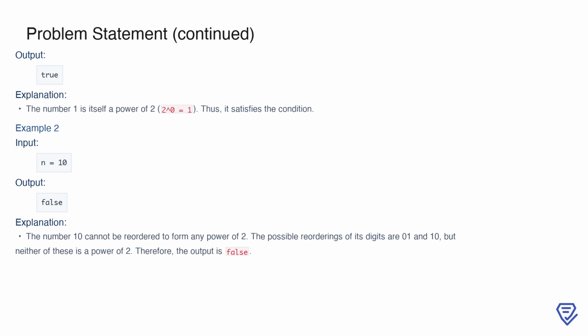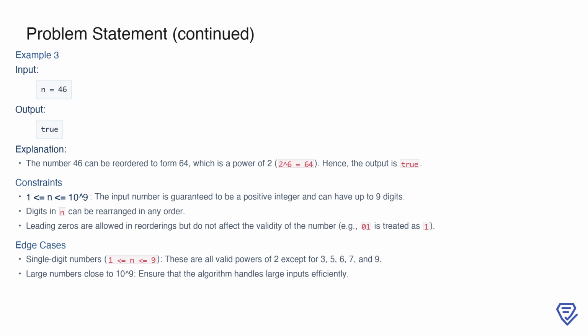Another example is when n is 10. In this case, the output is false, as the digits of 10 can only be reordered to form 01 or 10, neither of which is a power of 2. This demonstrates that not every integer can be rearranged to satisfy the condition. Now, let's look at another example where n is 46. The output here is true, because the digits of 46 can be rearranged to form 64, which is a power of 2, specifically 2^6 equals 64.